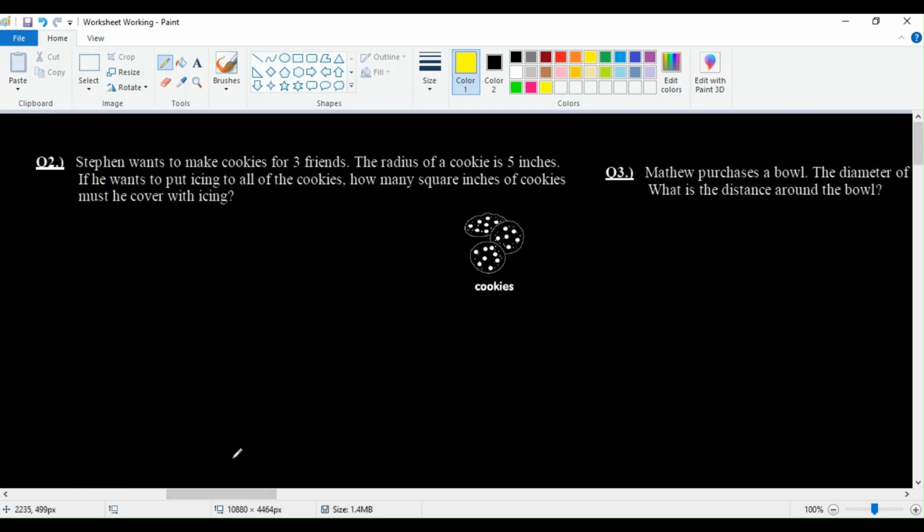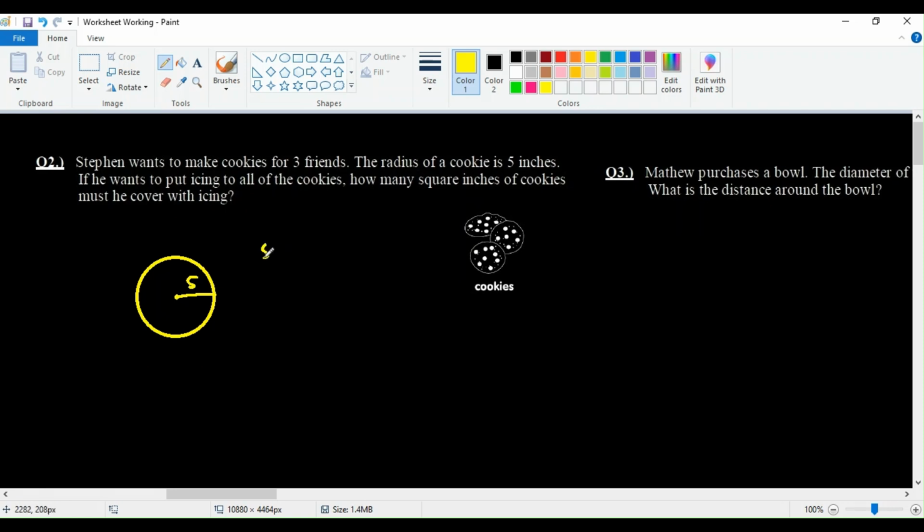Now in question number 2, it says Stephen wants to make cookies for 3 friends. The radius of each cookie is 5 inches. That means we have another circle, something like this, and in here the radius from the center to here is 5 inches. If he wants to put icing on all of the cookies, how many square inches of cookies must be covered? That means he has 3 friends, and each cookie has a radius of 5 inches. So first find out the area of the cookie.